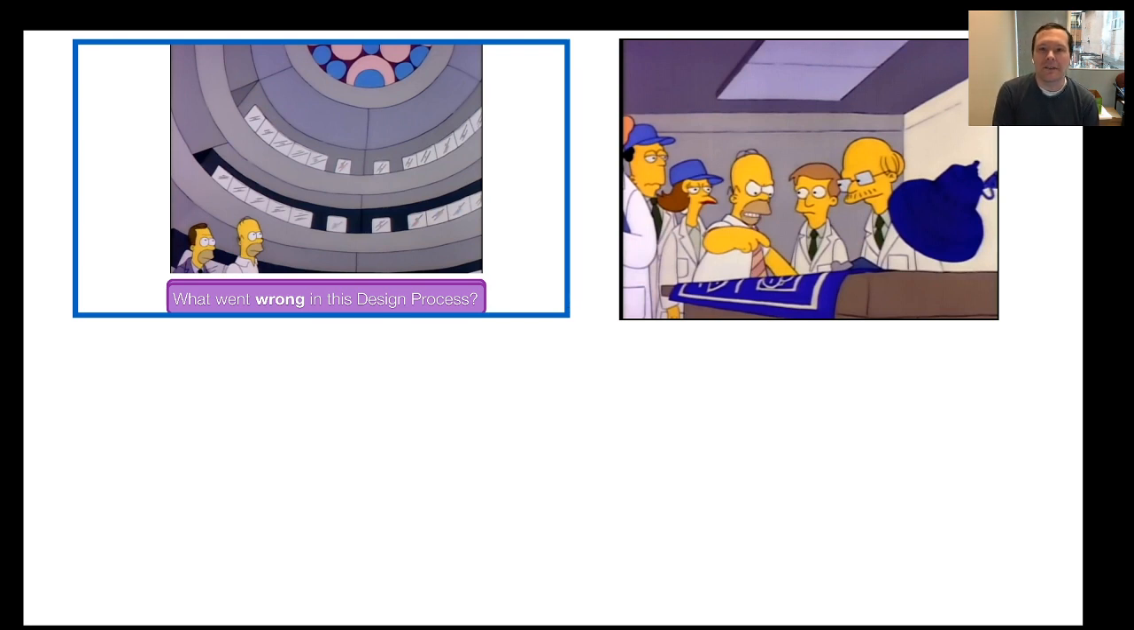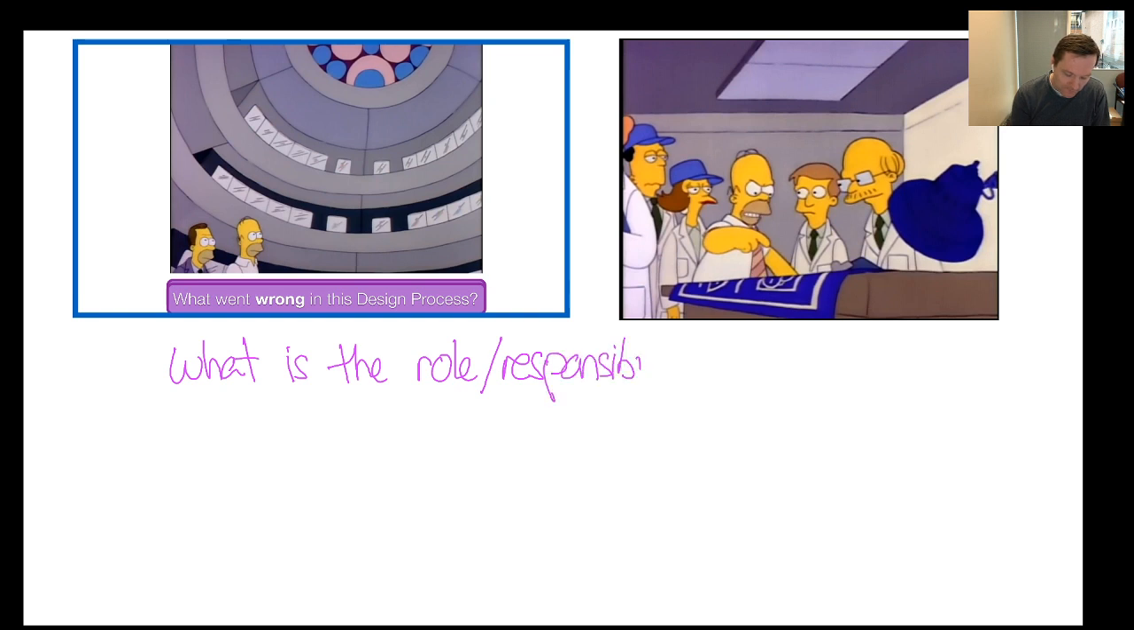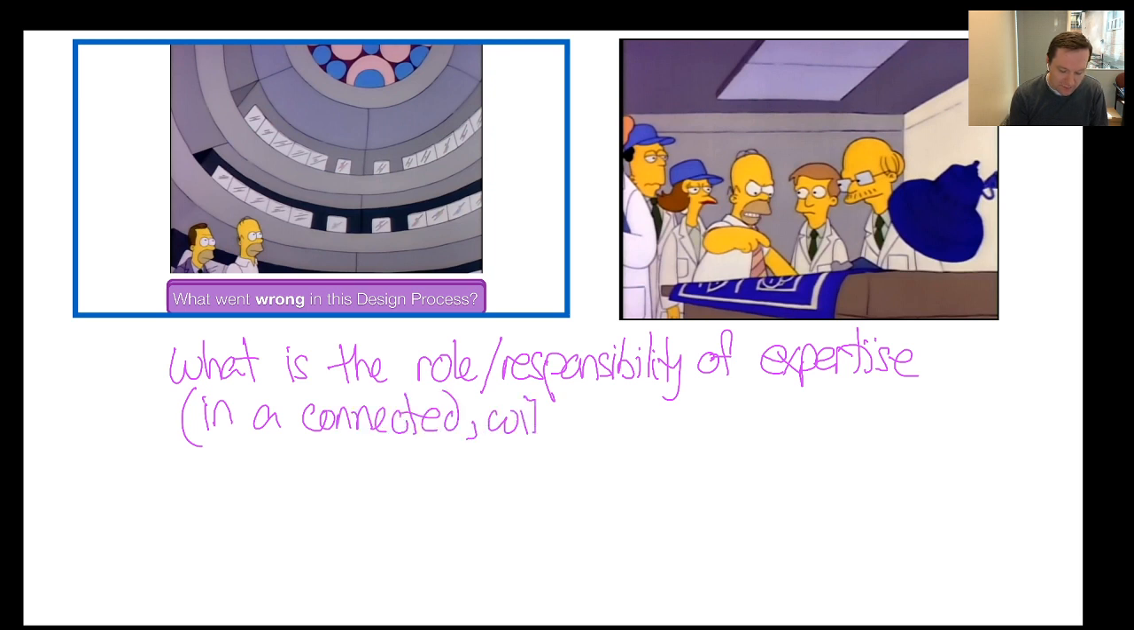I don't have anything prepped here, but I'm going to do a quick little audible. We're not going to follow up on it today because of time. So I'm going to leave this as, currently, a rhetorical question. What is the role, responsibility, ability of expertise in a connected, and I'll put emphasis here, in a connected Wikipedia plus Google world?